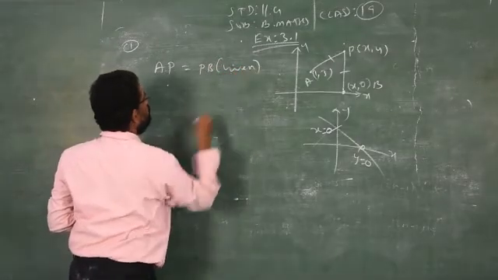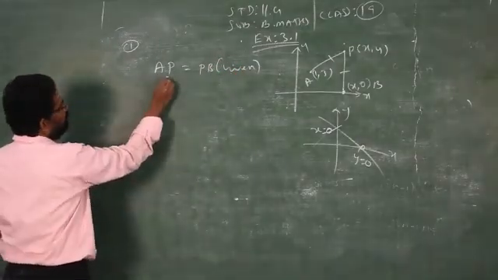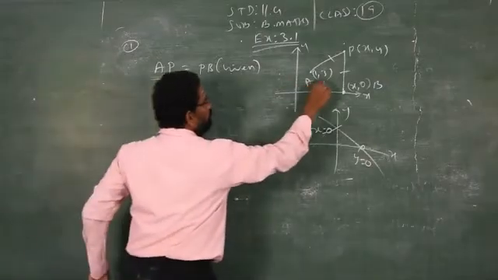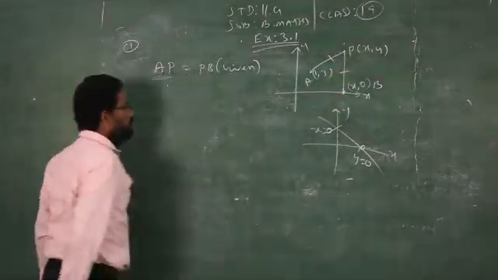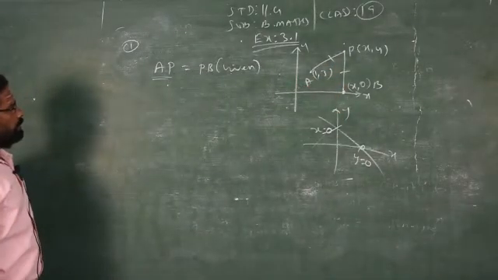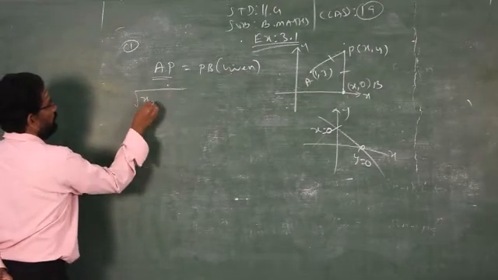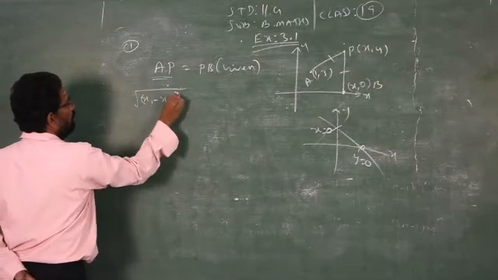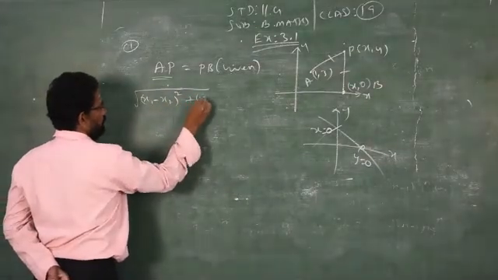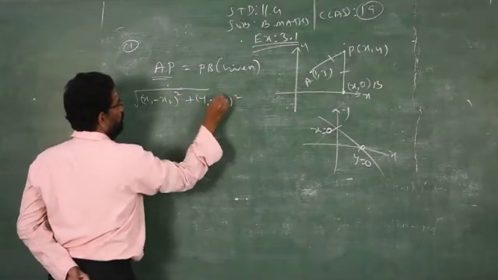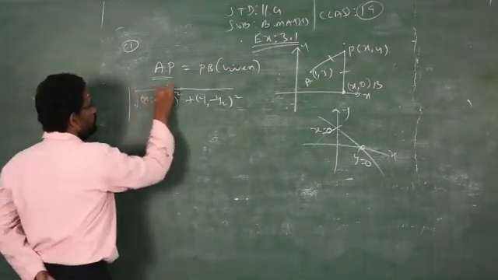Clear? So what is A? You know this formula, which formula is supposed to take the distance from the two points. The distance formula is the square root of (x1 minus x2) the whole square plus (y1 minus y2) the whole square. This is the distance formula.